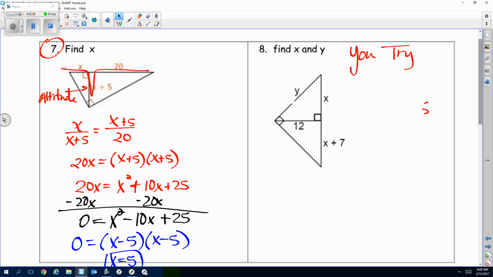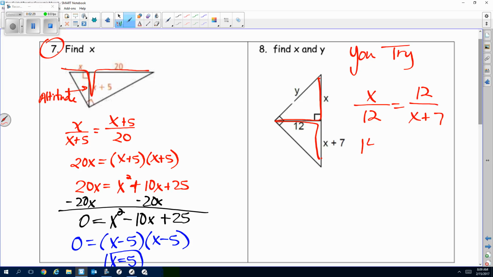So, to do our x's, you're going to do heartbeat, which is going to give us some binomials and some cross multiplying using the box method. So I can start at the top or the bottom, but I'm going to have x over 12 equals 12 over x plus 7. So when we cross multiply, we get our 144 equals x squared plus 7x.